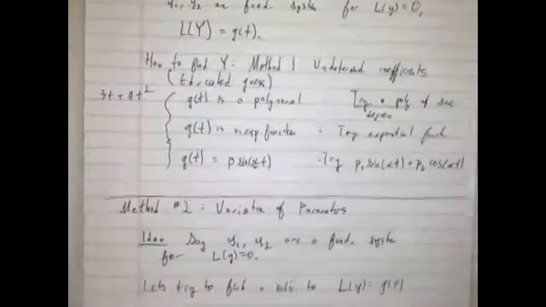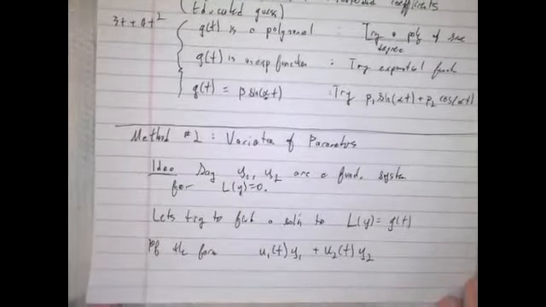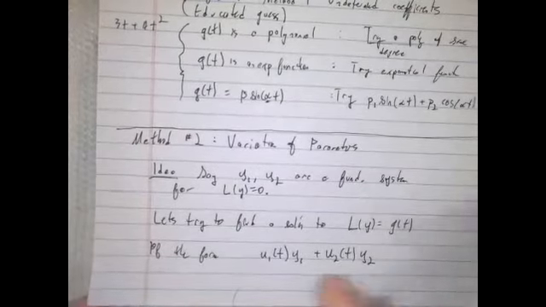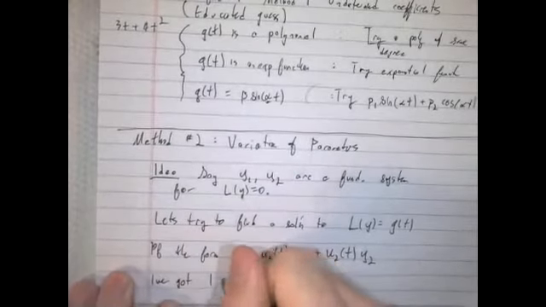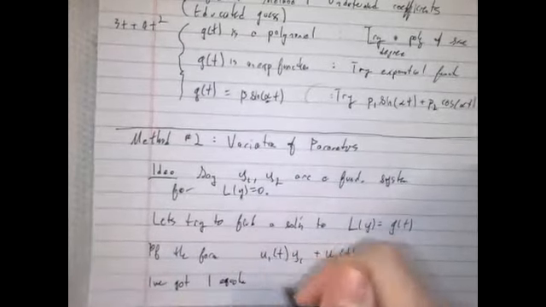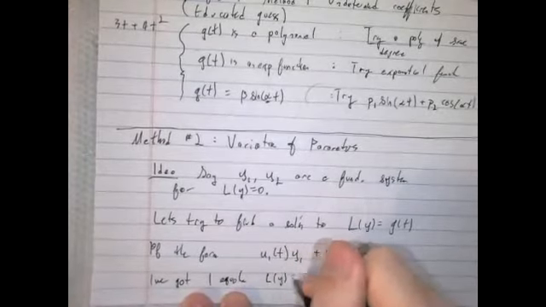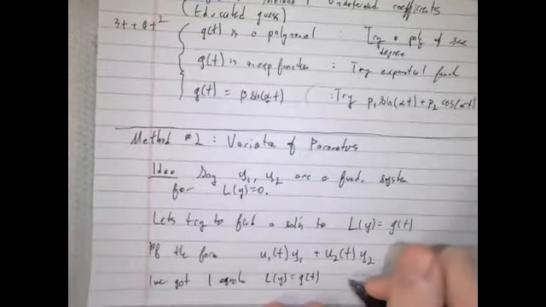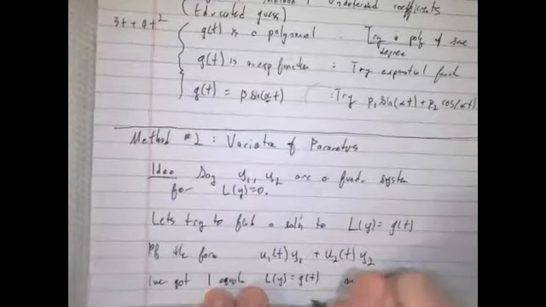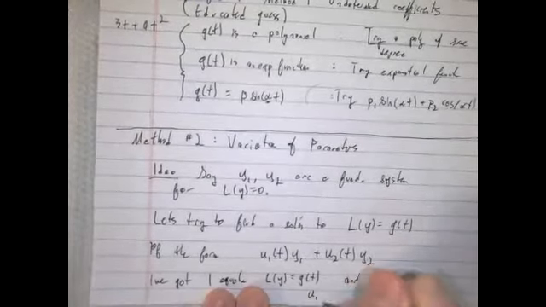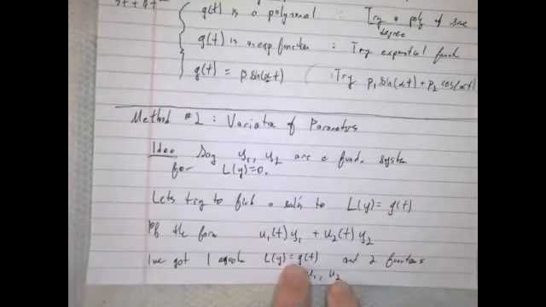Okay, so let's examine some of the ramifications here. Well, first, before I flip the page, I'm trying to solve one differential equation. I've got one equation, namely L of y is equal to g of t, and two functions, namely u1 and u2. Right? A priori, I'm trying to solve for the functions u1 and u2, but I've only got one equation.